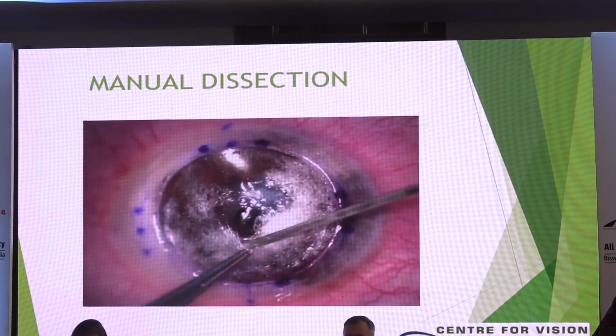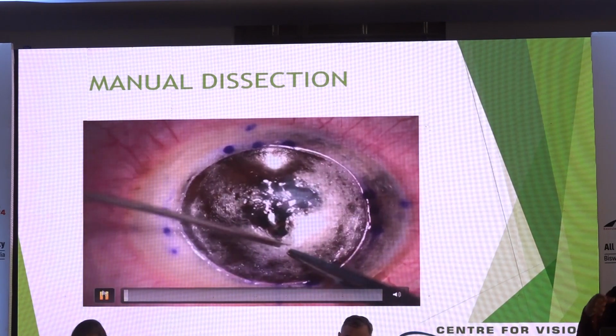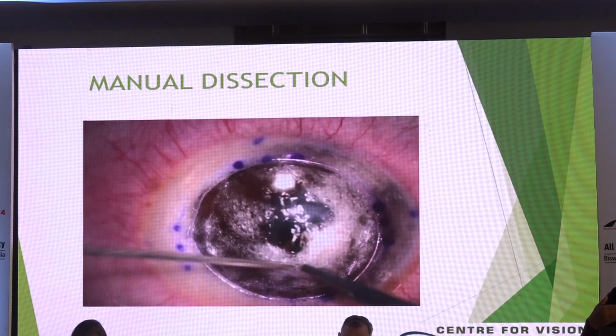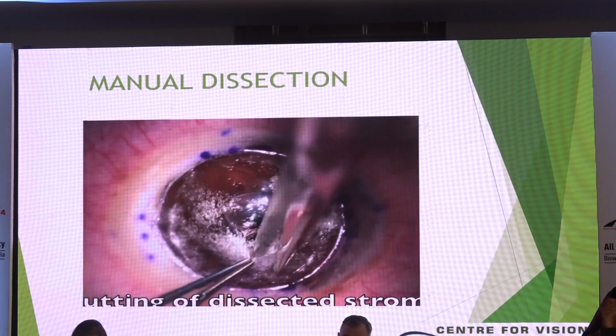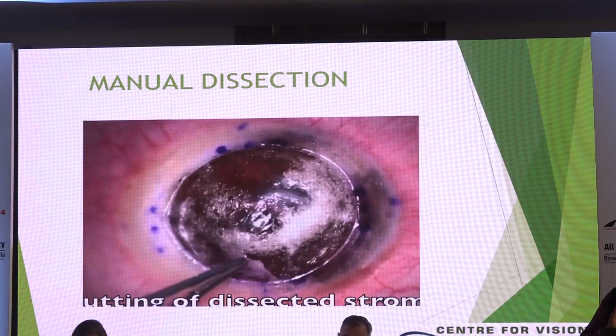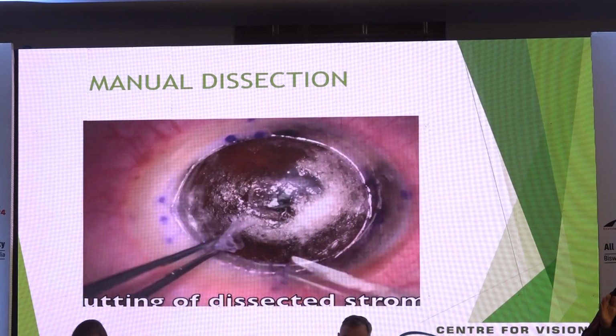The manual dissection, something of what Rishi describes quite well, starting from the periphery and then coming into the center, can be done quite well. You just use a blunt dissector, go across, and have multiple dissections of the stroma done. What that does is that you have a uniform plane.